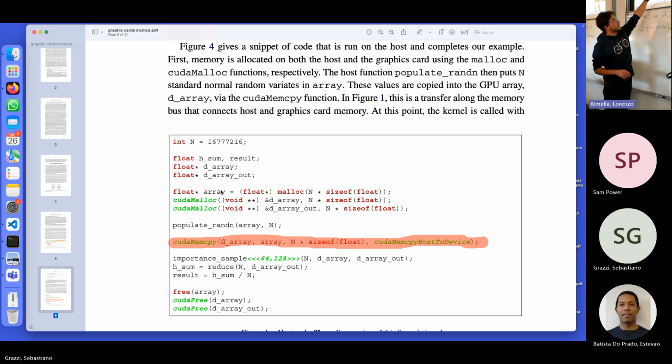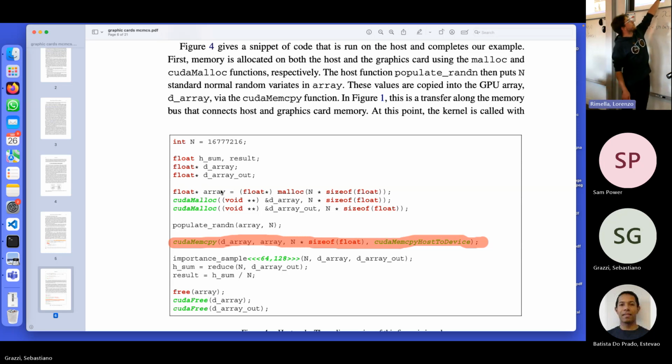Then we also pre-allocate some memory for the GPU, which is the CUDA malloc functions. Then in this program, which is very simple, you can definitely improve this important center. We generate our random variables in the CPU. So we are not using parallel computing here.